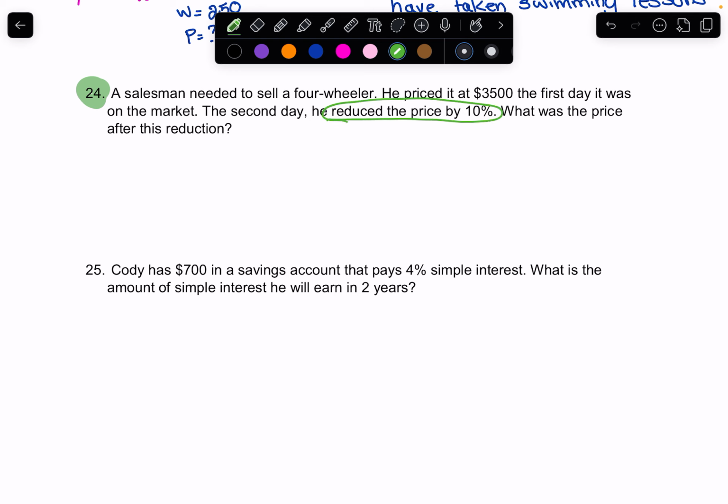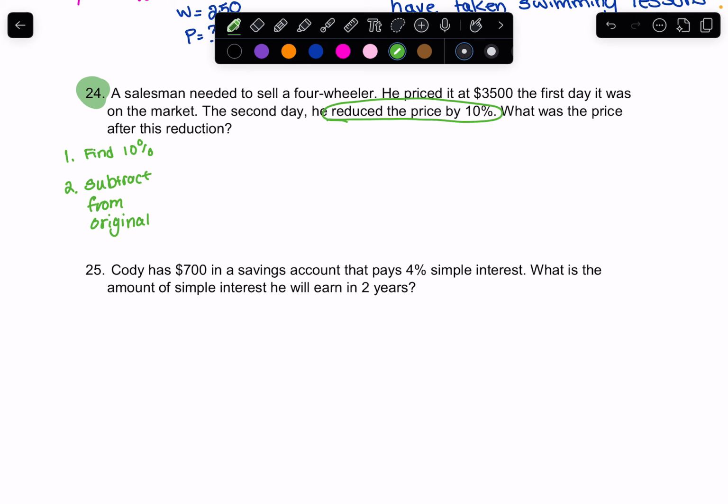So there's two steps here. First, I have to find that 10% of the original, and then because it says that we're reducing the price, you then have to subtract this from the original. It's on sale, so your price has to be lower than the original price. So again, either proportion or percent equation is fine.